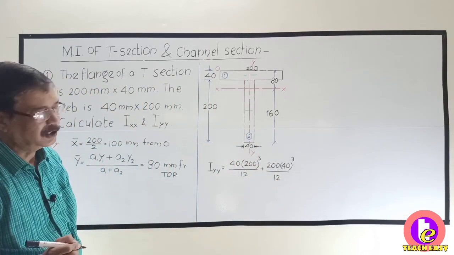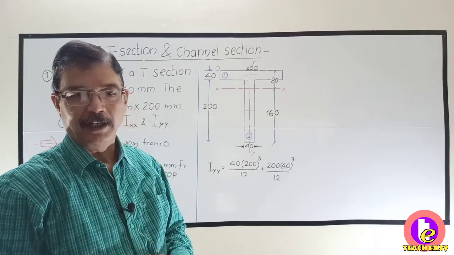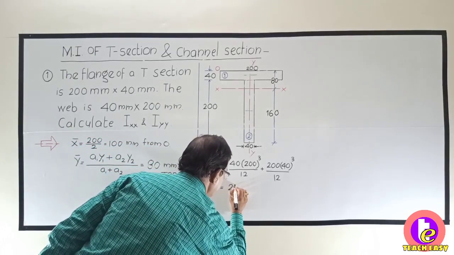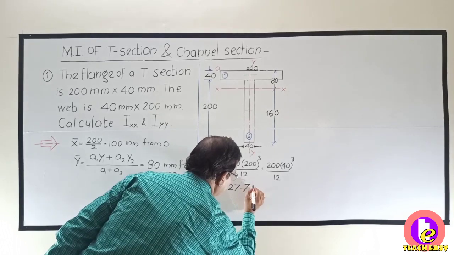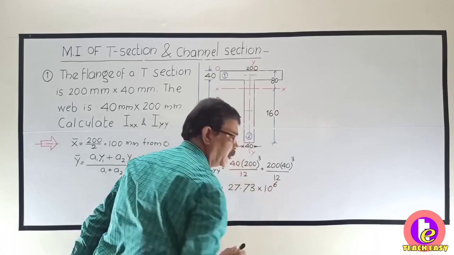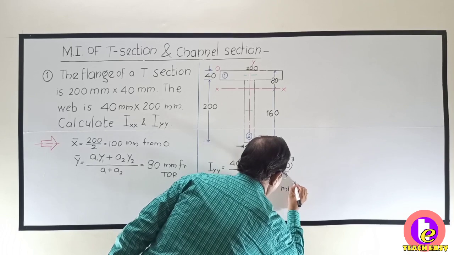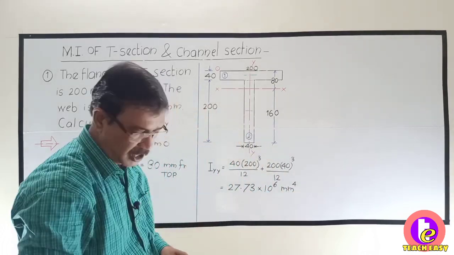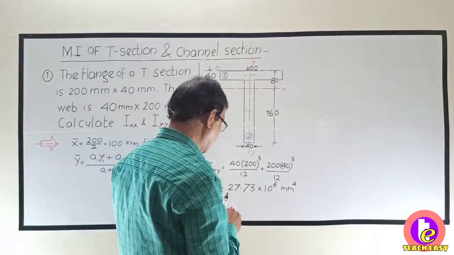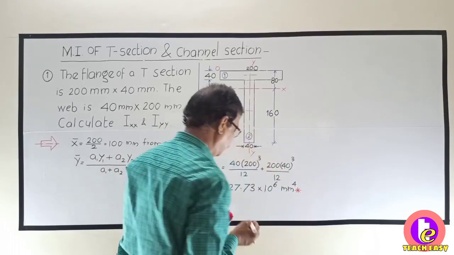It is simple because both the figures are symmetrical, and you will find that Iyy comes out to be, calculate it, 27.73 into 10 raised to 6 mm raised to 4. So this is the first answer, Iyy. It is easy because both the rectangles were symmetrical. So without using parallel axis theorem, we could calculate this.